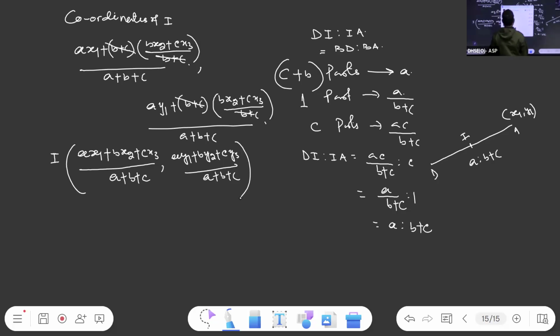Pankaj, Arnav, Subhanshu, is it clear? Quickly note it down.